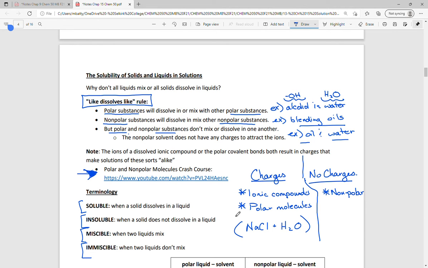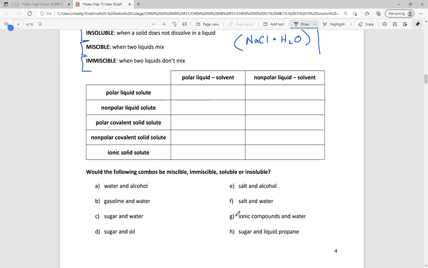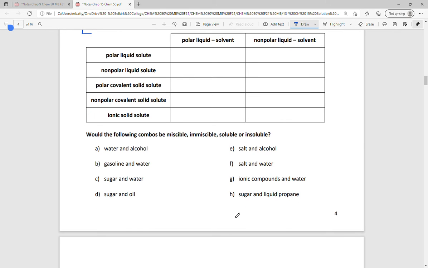And so down here we have a bit of a chart where it makes you really think about the like dissolving like, and here we're supposed to practice using those words of soluble, insoluble, miscible, and immiscible. So if we have a polar liquid in a polar liquid, so we're mixing this and this together, that would be the same. And they're two liquids, so we'd say that they are miscible. If a polar liquid, as the solute, was trying to dissolve in a non-polar liquid, that would be immiscible. Non-mixing.